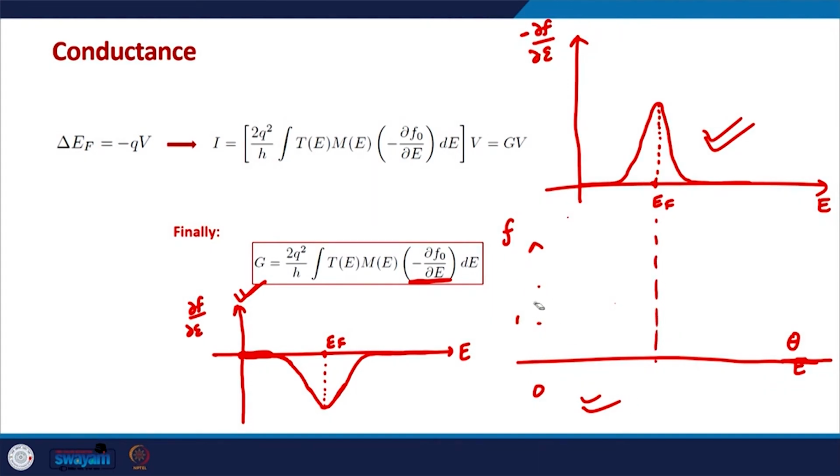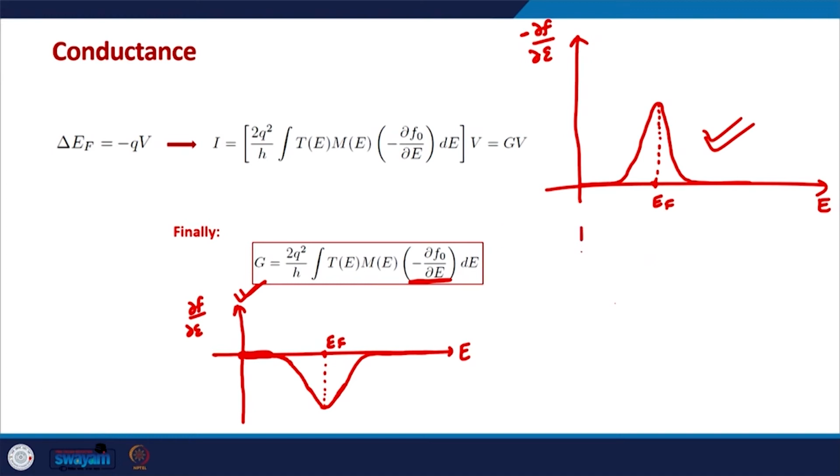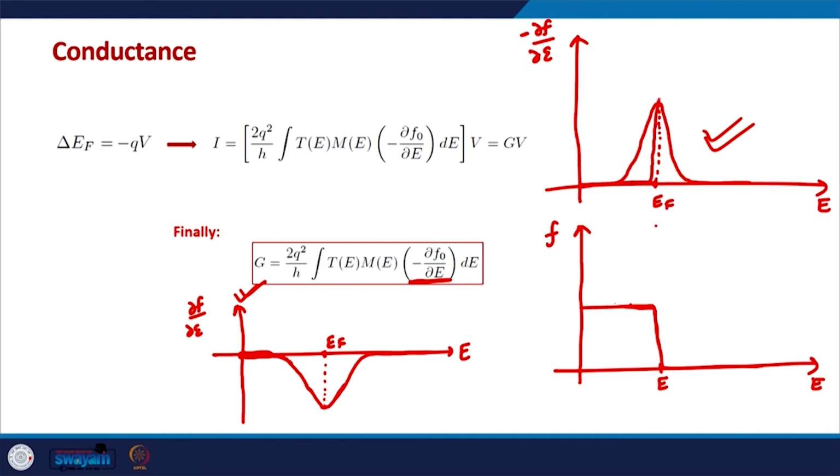So, let me plot both of them close to each other on the same reference. When we have a very low temperature, in that case, if we plot F versus E, this is kind of a step function. And in that case, this function becomes like a delta function. So, this holds true when T is close to 0 Kelvin or extremely low temperatures. This is at higher temperatures.